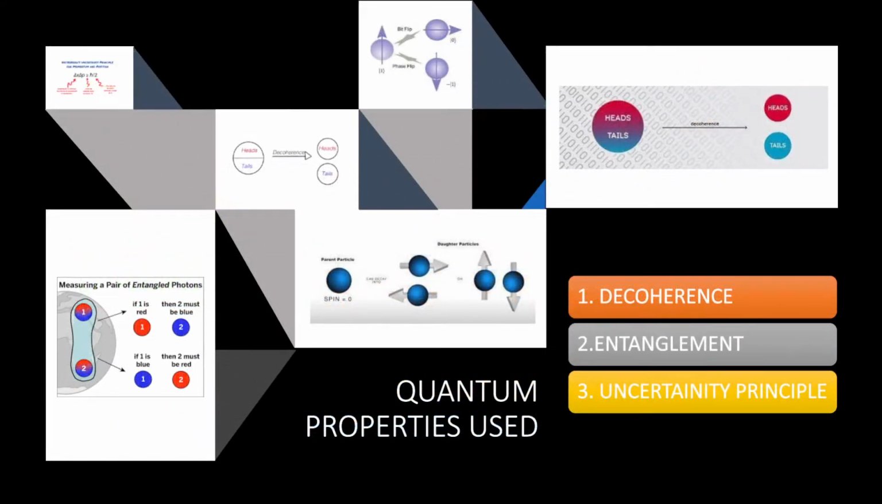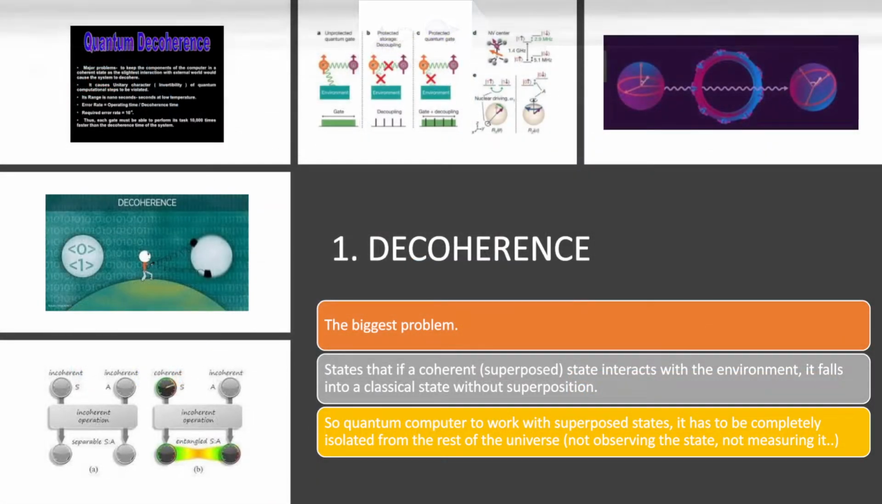Now, the quantum properties used in quantum computers are decoherence, entanglement, and the uncertainty principle. Decoherence is one of the biggest problems in quantum computers. It states that if a coherent or superimposed state interacts with the environment, it falls into a classical state without superposition. So, for a quantum computer to work with superimposed or coherent states, it has to be completely isolated from the rest of the universe, not observing the state and also not measuring it.